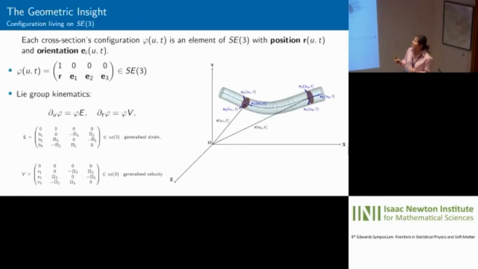The geometric insight of the Cosserat is that each cross-section's configuration phi is an element of the matrix Lie group SE3, characterizing all three-dimensional rigid transformations. Essentially, it's just like a 4x4 matrix where R is the centerline position and E1, E2, E3 are the moving frame vectors. The kinematic equations, for example, can be written as these matrix-valued Lie group PDEs, where E is the strain/deformation and V is the velocity.